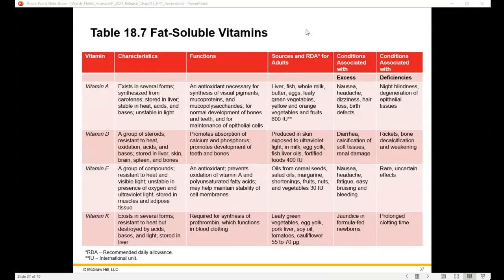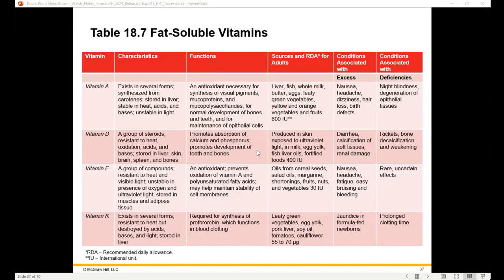This table shows you the fat-soluble vitamins, their characteristics, their functions, their sources and RDA for the adults, and conditions associated with excess and deficiencies of these particular vitamins. And just to go over these functions. So vitamin A, it's an antioxidant necessary for synthesis of visual pigments, mucoproteins, mucopolysaccharides, for normal development of bones and teeth, and for maintenance of epithelial cells.